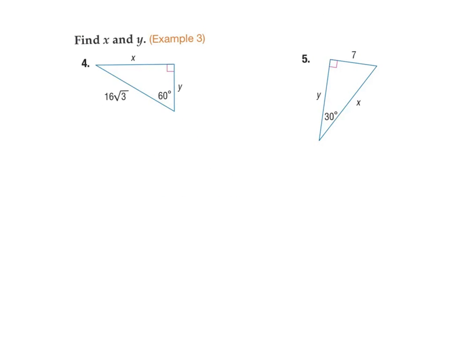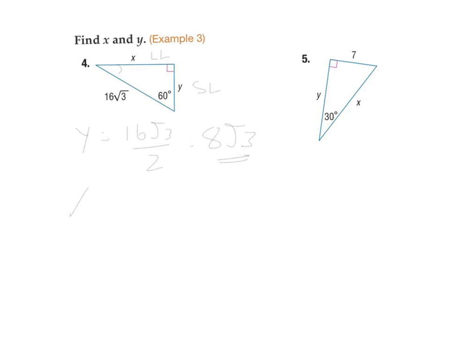Okay, 60 degrees, so this is the longer leg. This must be 30 degrees, so y is the shorter leg. You don't have to go alphabetical, so let's find y first. y is whatever the hypotenuse is divided by 2. Half of 16√3 is 8√3. So there's the size of the shorter leg.